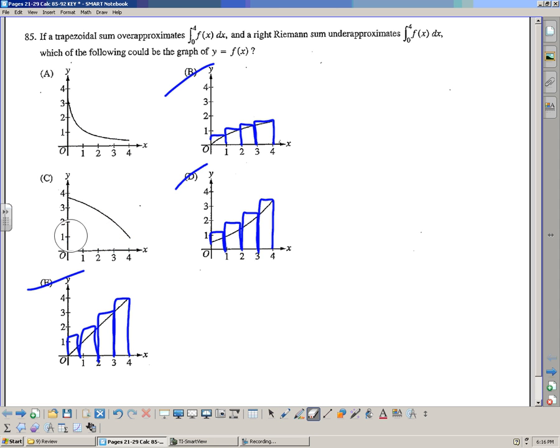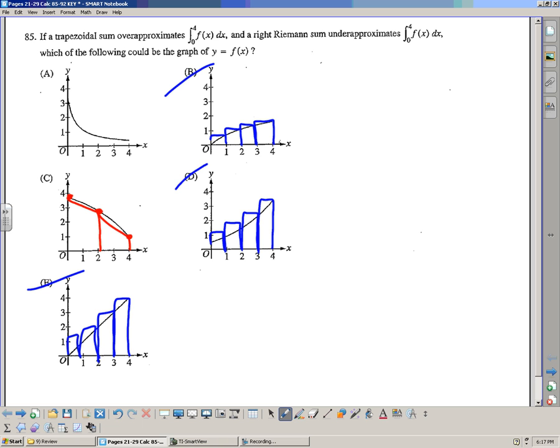I'm going to erase this and draw in the trapezoids. So here is a trapezoid on this interval. I want to do C first. I don't know why I'm doing C first, but here's another trapezoid. Sorry, whoops. Let me redo this. I want to make my trapezoids a little wider so we can see this a little better. Okay, those trapezoids are clearly under the graph.